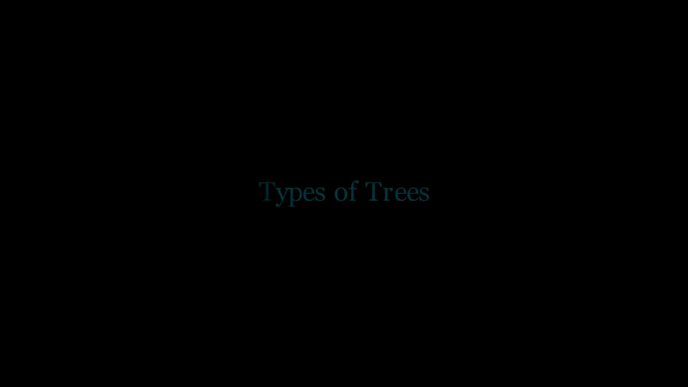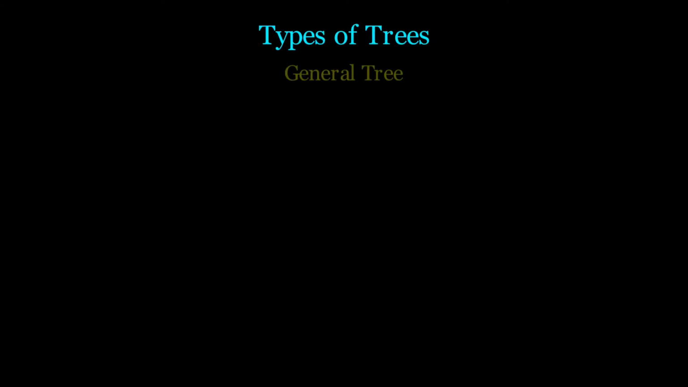Further, we delve into different types of trees. Each type has unique properties and use cases. So let's explore one by one. First, the general tree. This is the most basic form of tree structure. Here, nodes can have any number of children. They are used in file systems and organization charts.